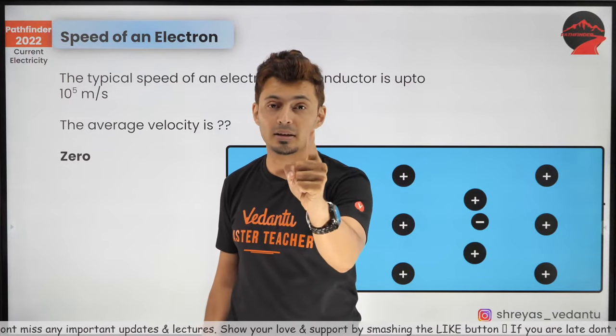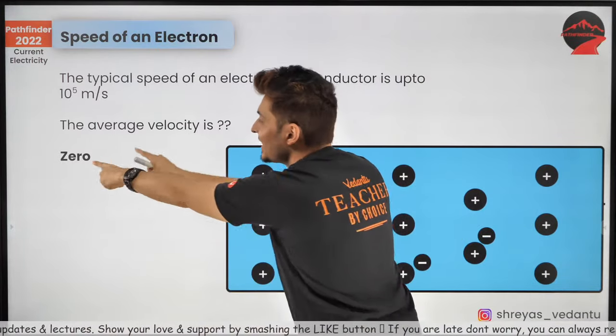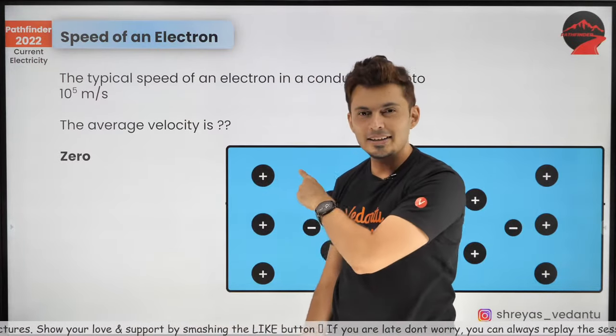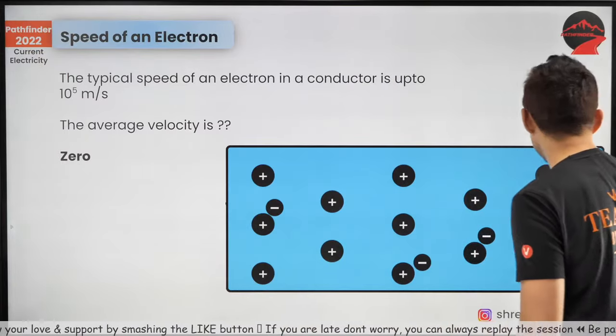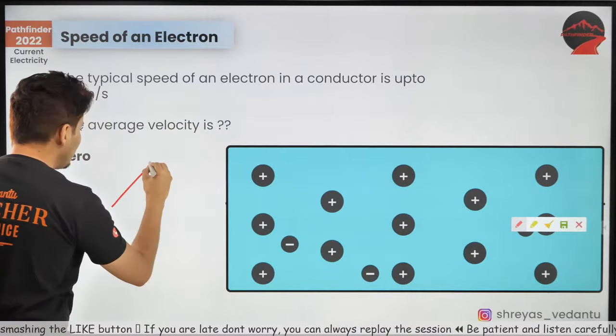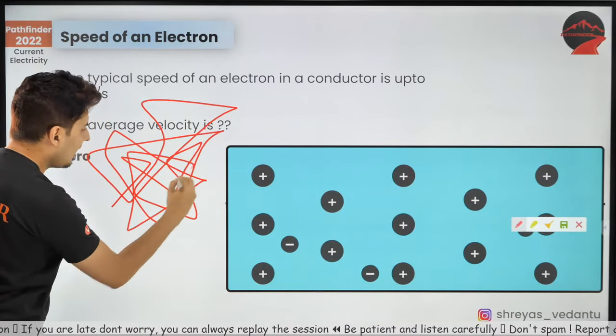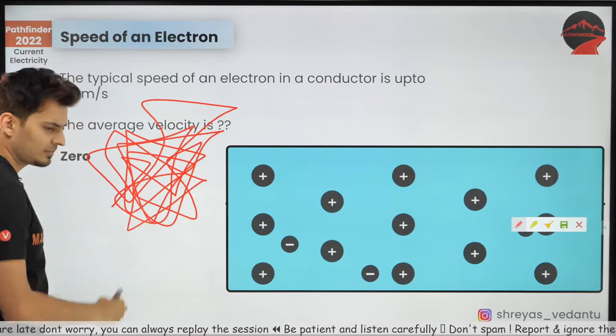But remember one thing. The average velocity is zero. Do you understand why the average velocity is zero? See, the electrons might be moving at 10 to the power 5 meters per second. But they are at the same place.